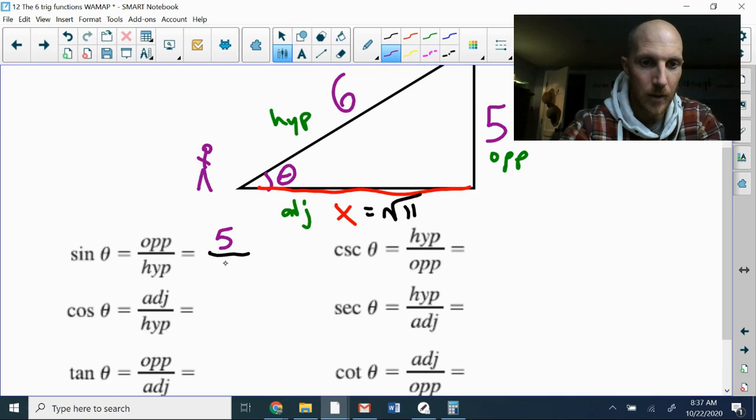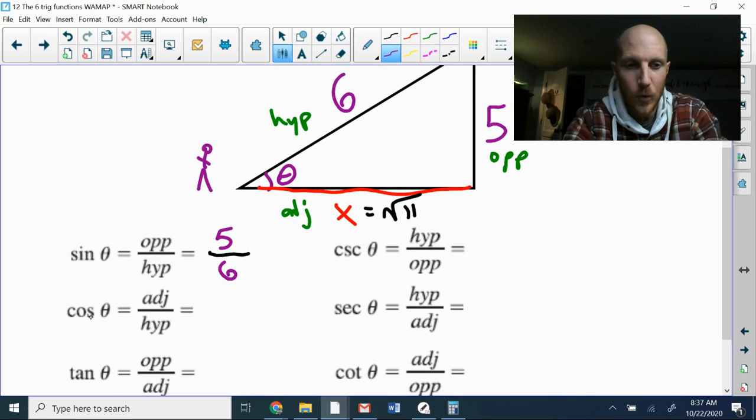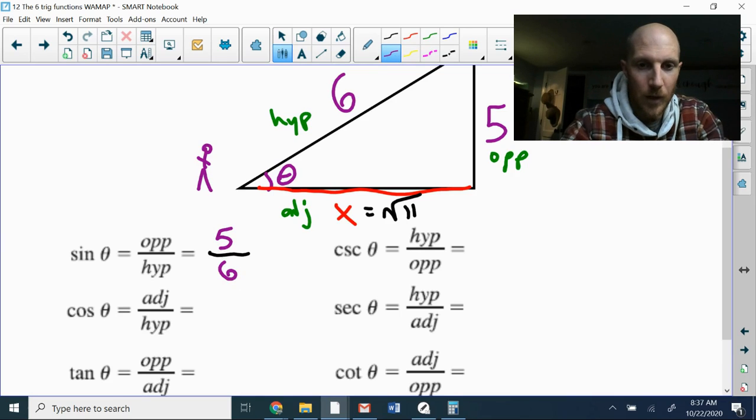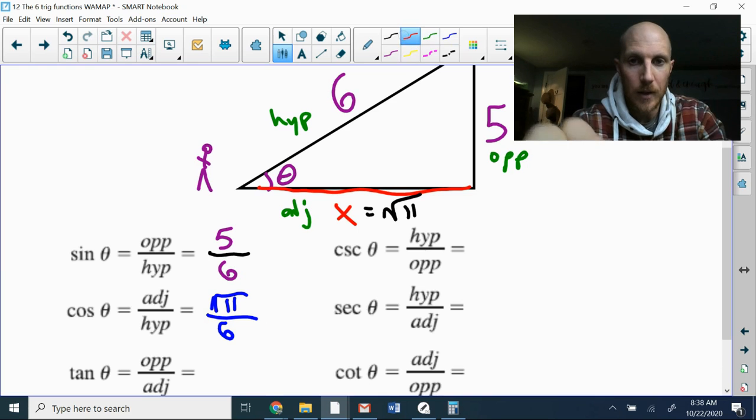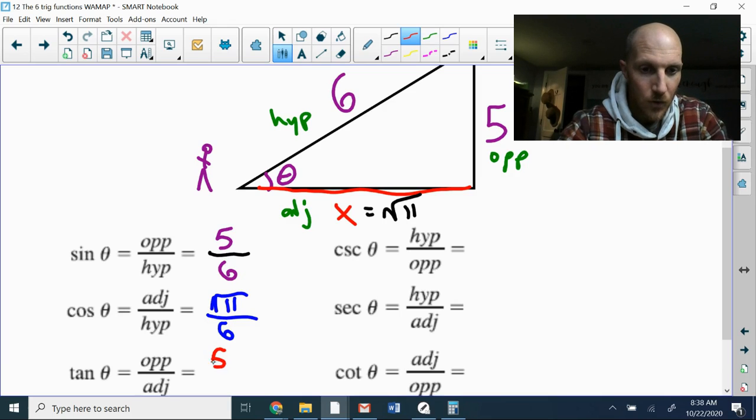All right, so the opposite is 5, the hypotenuse is 6. So put 5/6. Okay, next one says cosine, which we remember is the adjacent over the hypotenuse. The adjacent is square root of 11. Hypotenuse is 6. We're going to leave it in radical form, and we're going to leave all of these as fractions. So that is final form right there, square root of 11/6, or radical 11/6. And then let's look at tangent. The tangent is opposite over adjacent, and opposite is 5. Adjacent is the square root of 11.